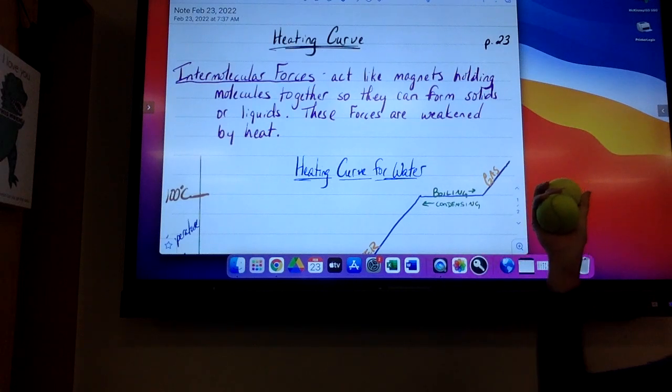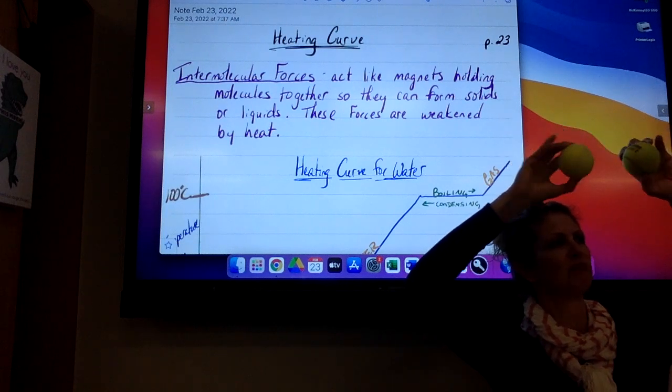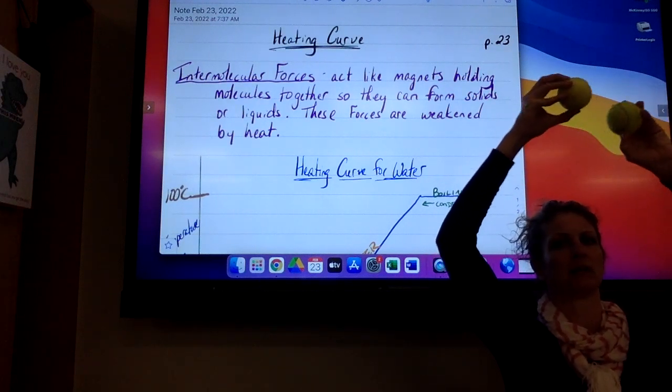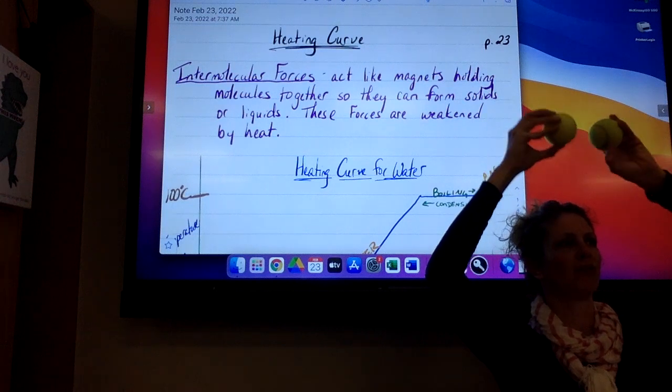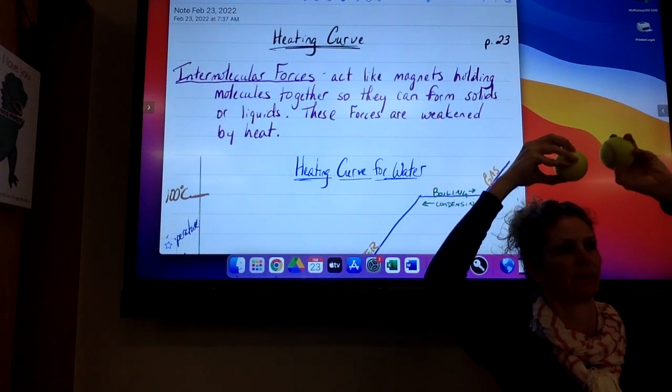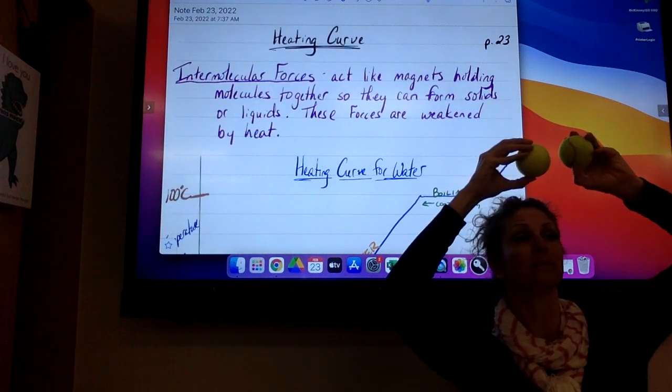Liquids, like that water right there, have moderate magnets. At room temperature, their magnets are weak enough to let them do this. They don't get too far away from each other, but they're still able to fly around each other.